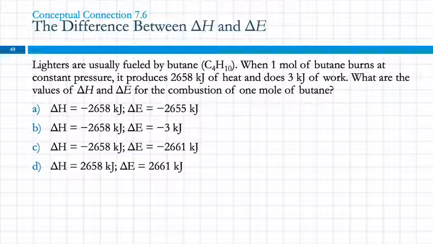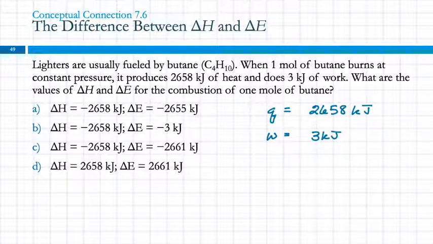Well, let's identify these numbers that we were given. 2,658 kilojoules, that's heat, right? So that's Q. And the work is 3 kilojoules. And then we have to think about what are the signs of those numbers. It says the reaction produces this many kilojoules. Is that going out from the system or coming into the system? It's going out. When money goes out of your bank account, that's negative. So this is a negative.